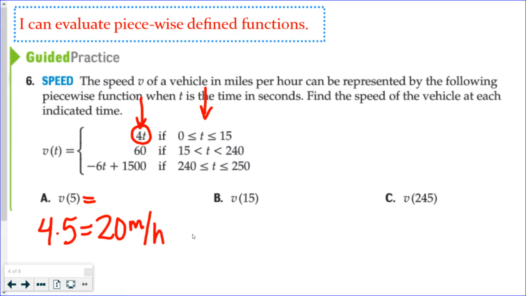All right, looking at b, we're trying to find v of 15. So again, my first step, which part of this domain does it reside in? 15 could either be over here or here. So we're looking for where is it equal to? It's equal to on this domain here. So again, 4t is going to be the rule that I use. So this is going to be 4 times, not t, but 4 times 15, which would be 60 miles per hour.